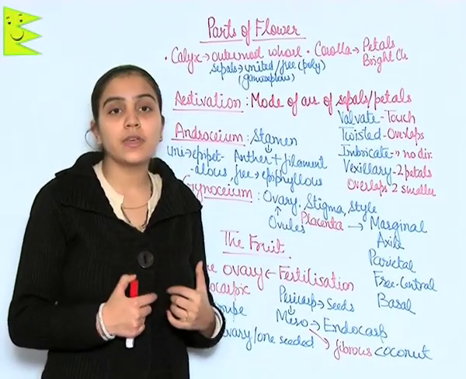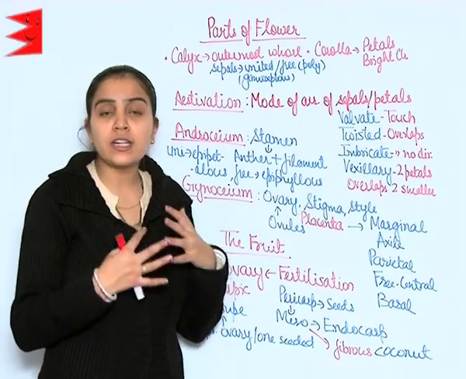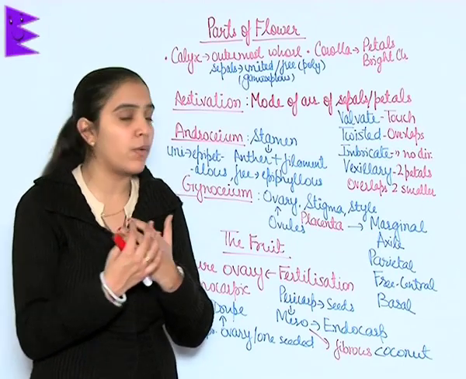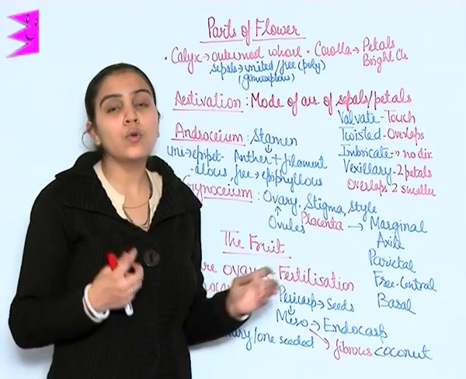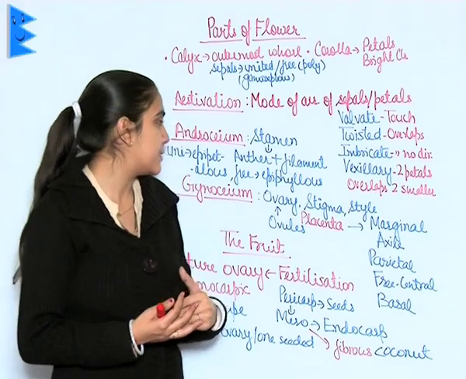In case of imbricate estivation, petals or sepals overlap, but there is no direction for that overlapping. In vexillary estivation, two petals overlap the two smaller petals or sepals.